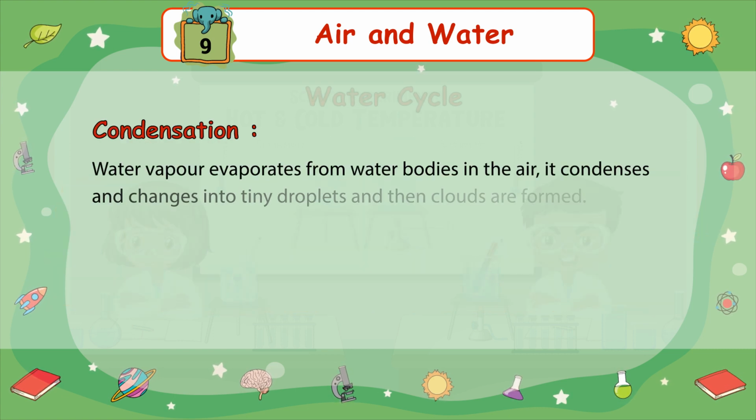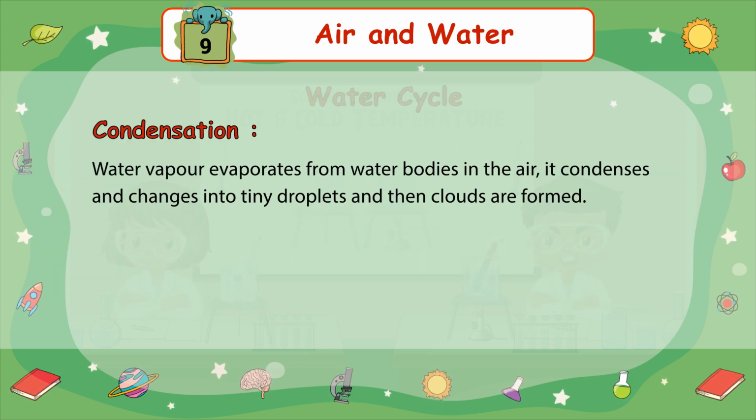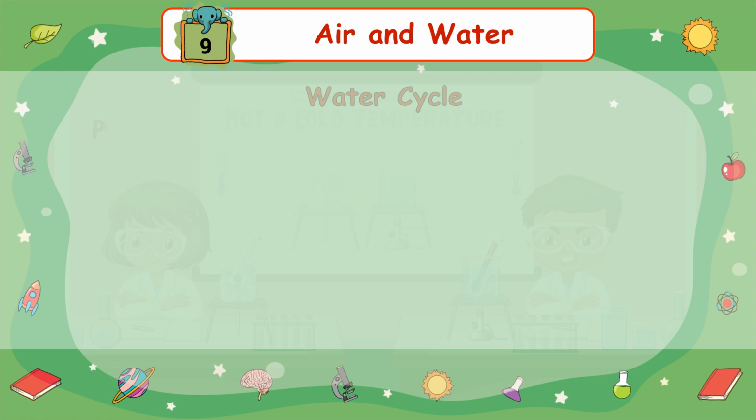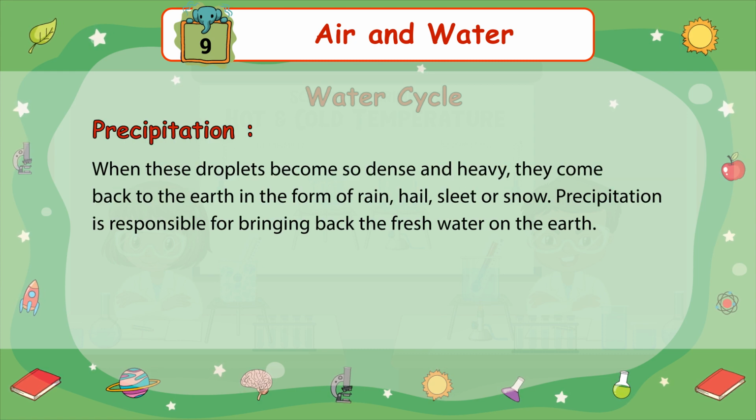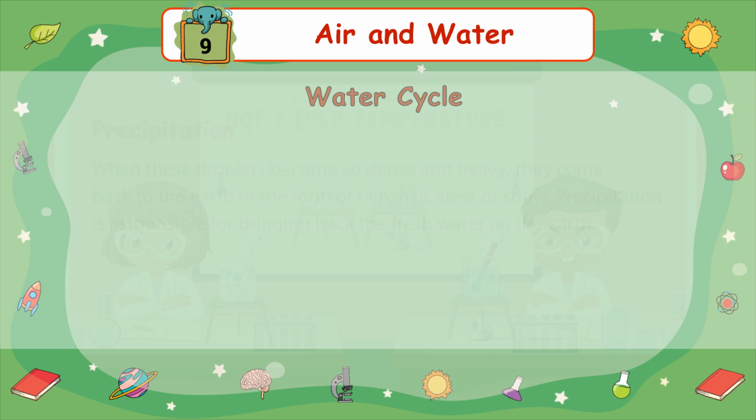Condensation. Water vapor evaporates from water bodies into the air. It condenses and changes into tiny droplets, and then clouds are formed. Precipitation. When these droplets become so dense and heavy, they come back to the earth in the form of rain, hail, sleet, or snow. Precipitation is responsible for bringing back the fresh water on the earth.